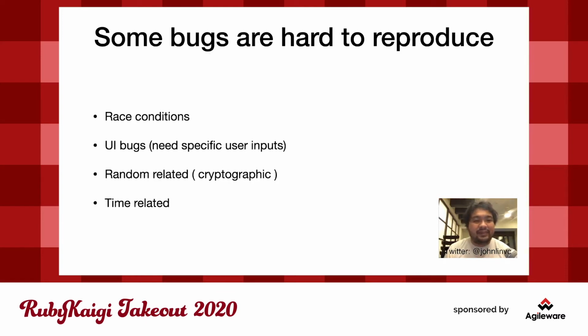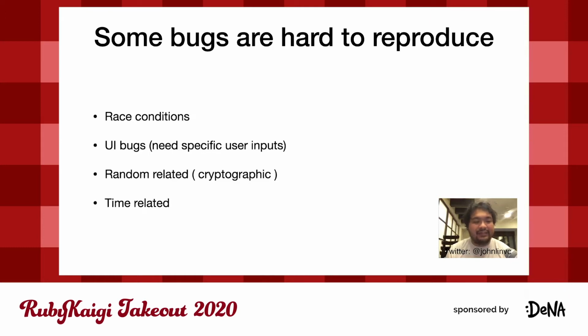So there are some bugs that are hard to reproduce in our common Ruby programs, right? The most notorious one is the race condition. Basically, you have multiple threads or fibers that are competing with each other for some variables or for some data. This kind of bug is hard to reproduce because the timing is critical. So it's hard to reproduce the timing of the thread conditions.